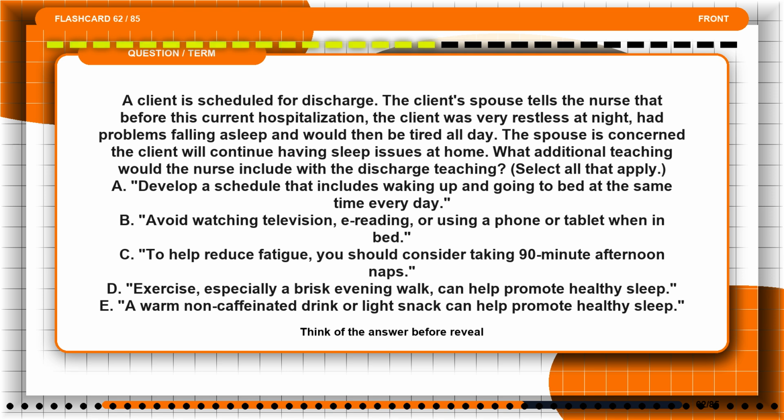Select all that apply. A. Develop a schedule that includes waking up and going to bed at the same time every day. B. Avoid watching television, e-reading, or using a phone or tablet when in bed. C. To help reduce fatigue, you should consider taking 90-minute afternoon naps. D. Exercise, especially a brisk evening walk, can help promote healthy sleep. E. A warm non-caffeinated drink or light snack can help promote healthy sleep. Think of the answer before the reveal.